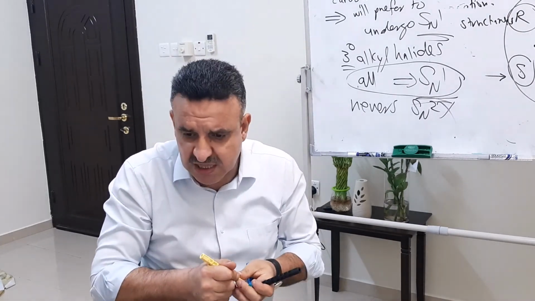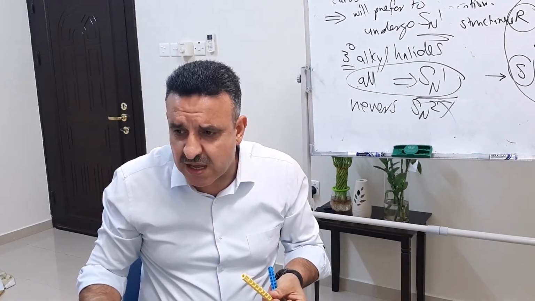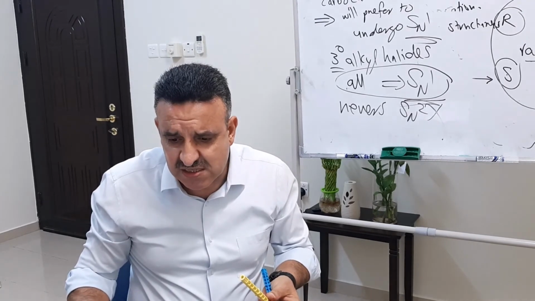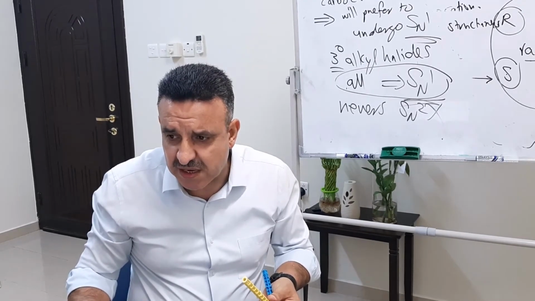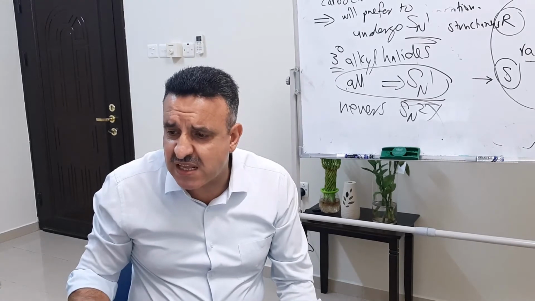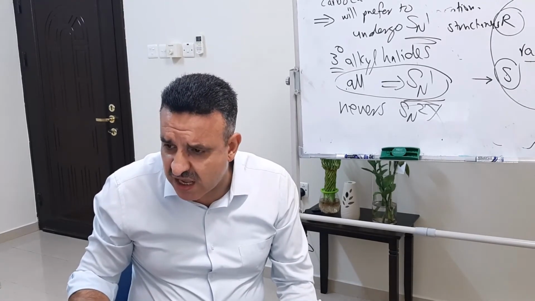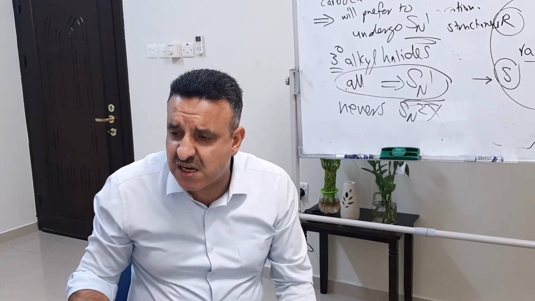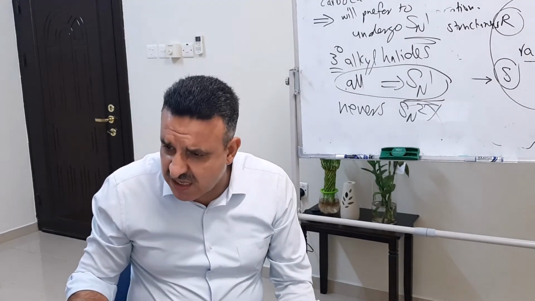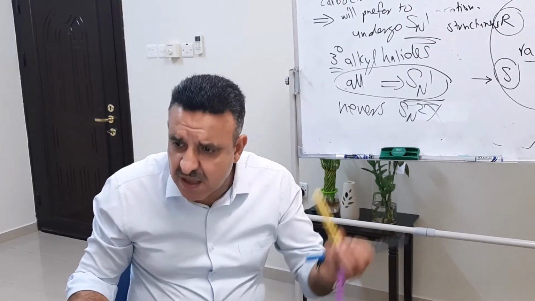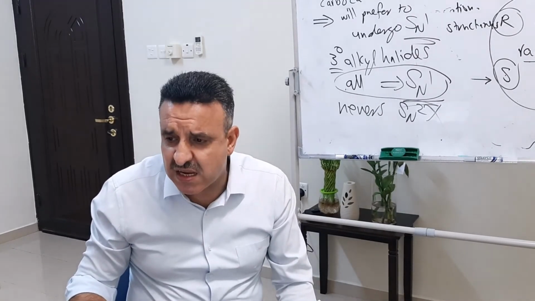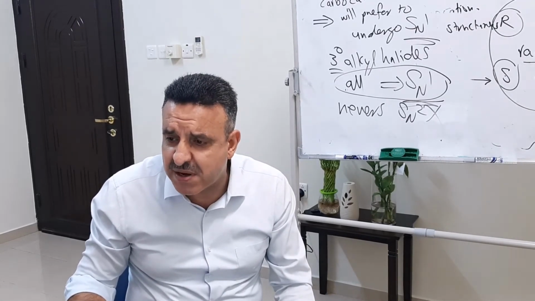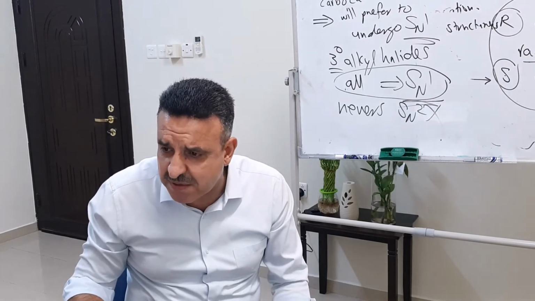In other words, let's get back to the previous slide. Now you see, we have different alkyl halides. The tertiary alkyl halide, when the halogen leaves, will leave a tertiary carbocation. The secondary alkyl halide, when the halogen breaks, will leave a secondary carbocation, and so on. Here, this is the most stable carbocation, the most stable intermediate.